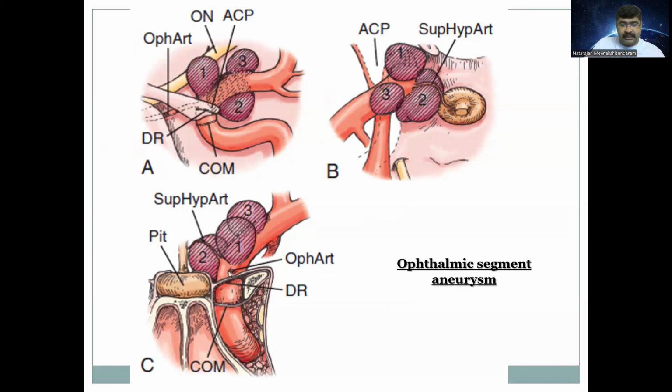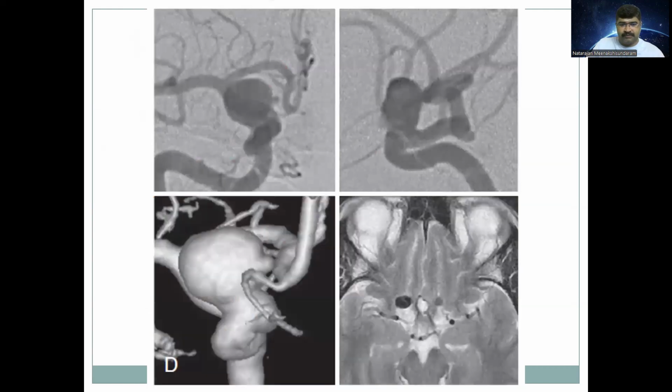What you can see here is the ophthalmic artery. If the aneurysm is just distal to the origin of the ophthalmic artery, this is called an ophthalmic artery aneurysm. If the aneurysm is seen some distance away from the origin of the ophthalmic artery, this is called a dorsal variant aneurysm. If the aneurysm is closely associated with the superior hypophyseal artery, projecting medially towards the pituitary stalk, it is the superior hypophyseal artery aneurysm. So these are the various variants of the ophthalmic segment aneurysm.